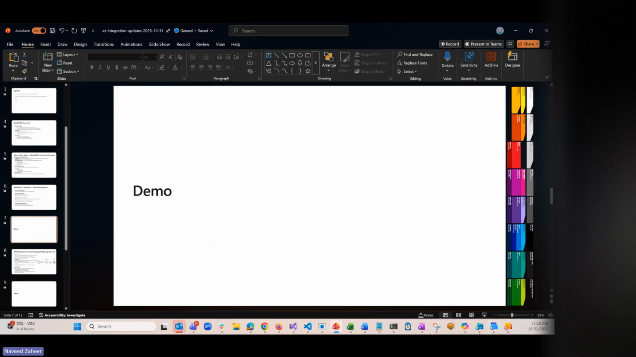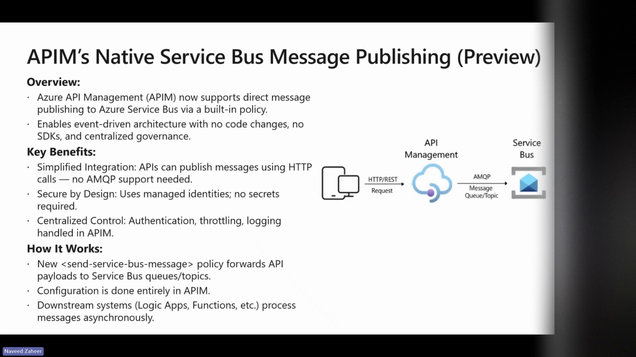Okay, so let's move on to the second topic that we have, which is the availability to publish native service bus messages. They have introduced a new policy in public preview, which allows you to do native message publishing to service bus. So no need to call some component which calls service bus. Basically, from the policy, you can directly write to the service bus.